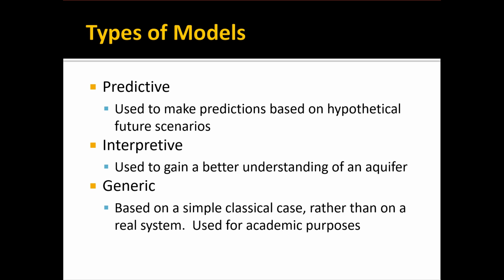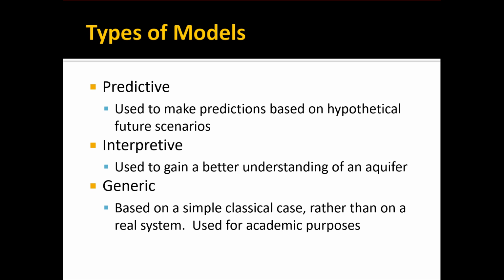For example, if we were to spill some contaminants at point A, would that plume from that spill ever reach point B? And if so, how long would it take to travel there? And so those kinds of questions can be answered with an interpretive model.